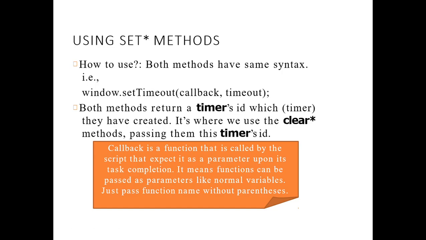Now, what is a callback function? A callback is a function that is passed as a parameter and called by the script upon task completion. It means a function can be passed as a parameter like normal variables, just pass the name without parentheses. Like call by value and call by reference in object-oriented programming, similarly here the callback function is called by the script according to the requirement. It is like a normal variable, nothing else, and you pass it without parentheses.